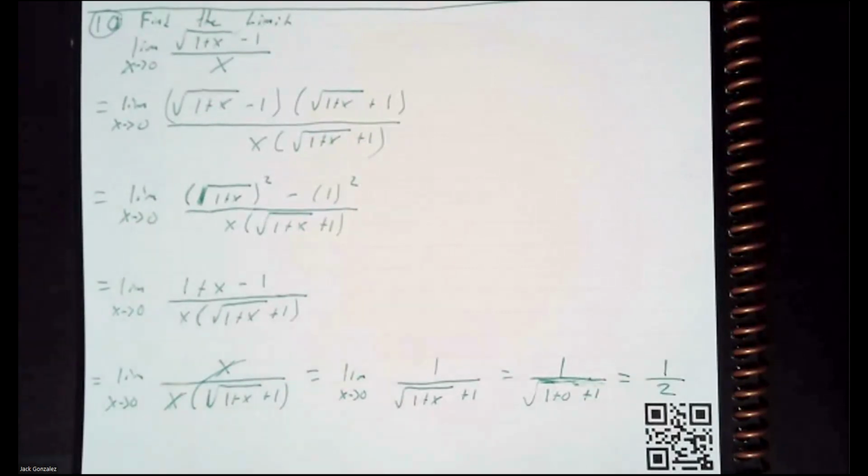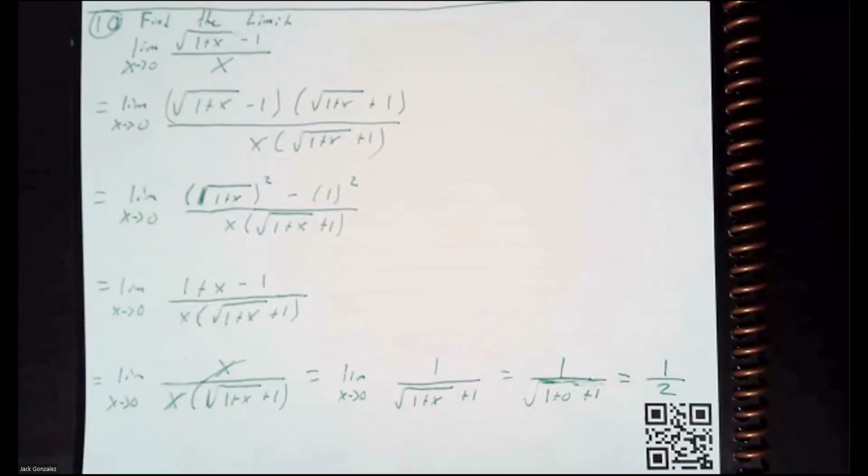Square root of 1 is 1. I didn't understand the last part. Yeah, so right here you take the limit, right? You plug in 0. 1 plus 0 is 1. Square root of 1 is 1. 1 plus 1 is 2. Okay, that's what I was saying. Does that make sense?